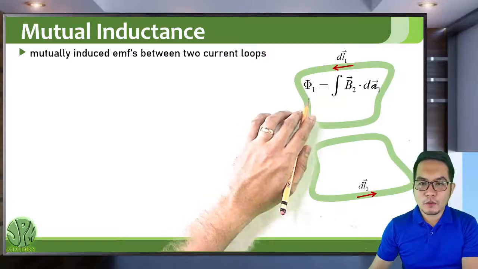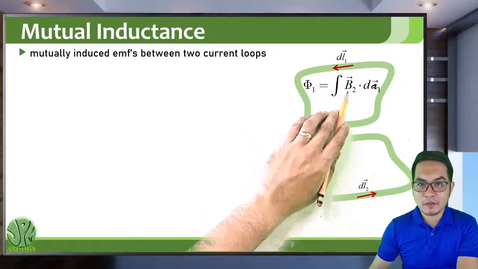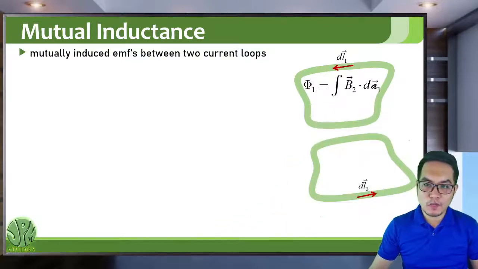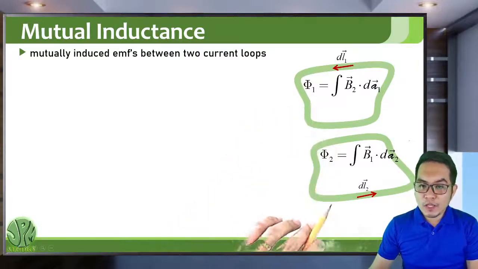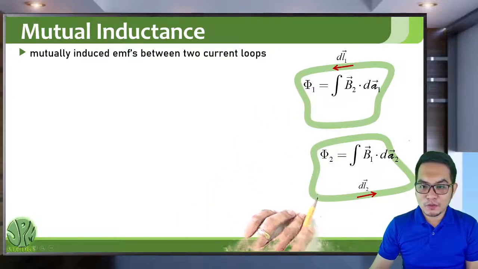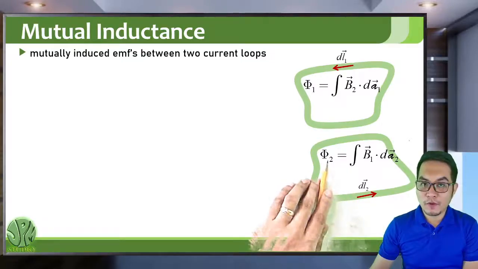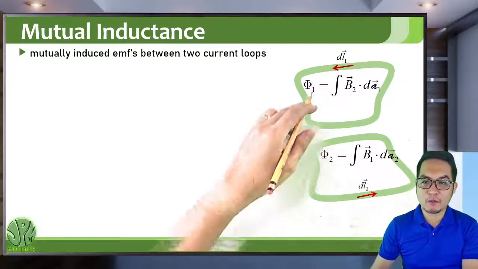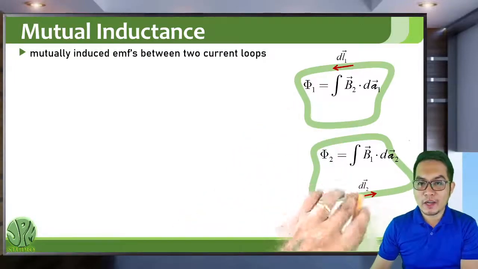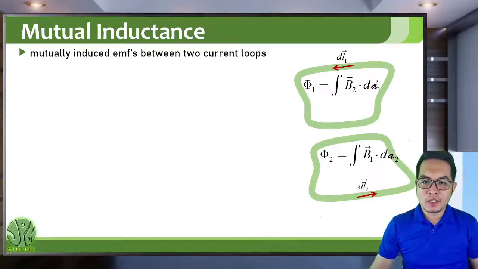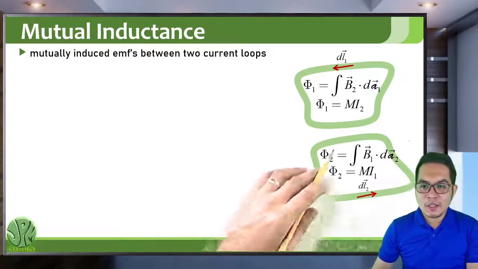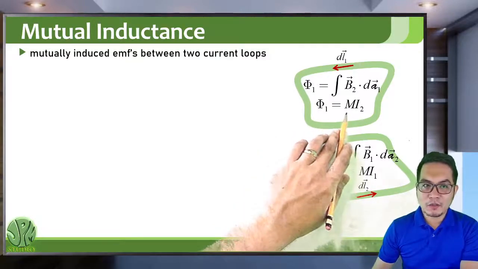So the flux on loop number 1 is just the magnetic field of loop number 2 dot the area of loop number 1. Similarly, loop 1 will induce a flux on loop number 2. The flux on loop 2 is now B1 dot dA2, the magnetic field of loop number 1 on the area of loop number 2. These two magnetic fluxes are actually related by this quantity called M.